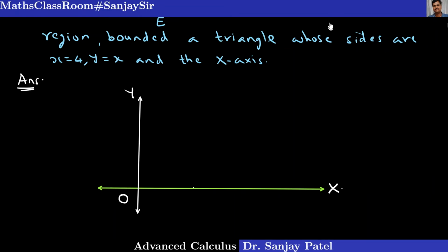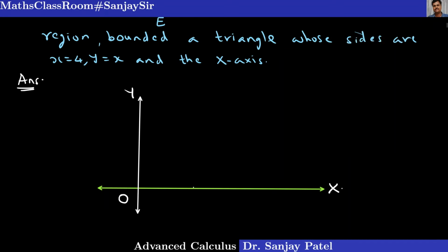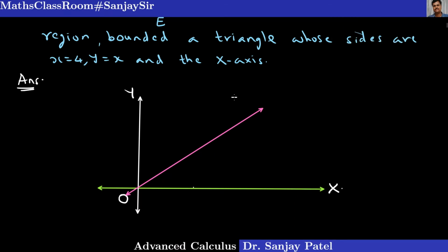The other side is, say, this line y equal to x, which I would like to draw like this. This is the line y is equal to x. Okay, and the third line I am taking here, or the third side of the triangle, is x is equal to 4. We always have to draw a rough figure. So suppose this is the line x is equal to 4. Okay, so let us name this.